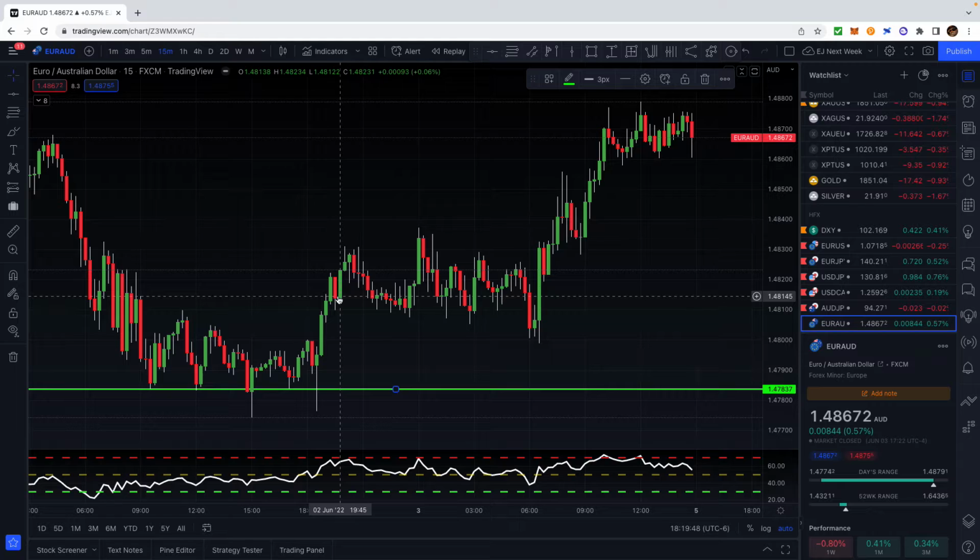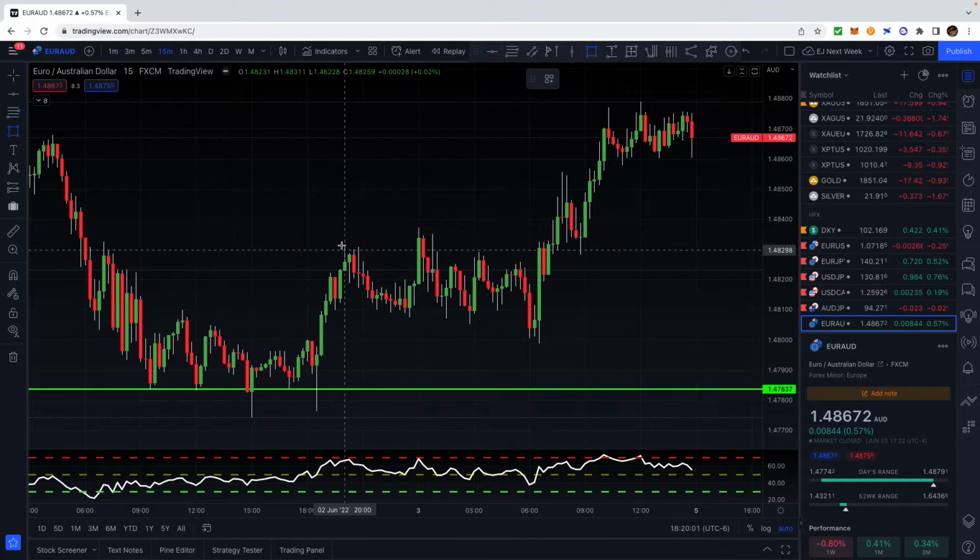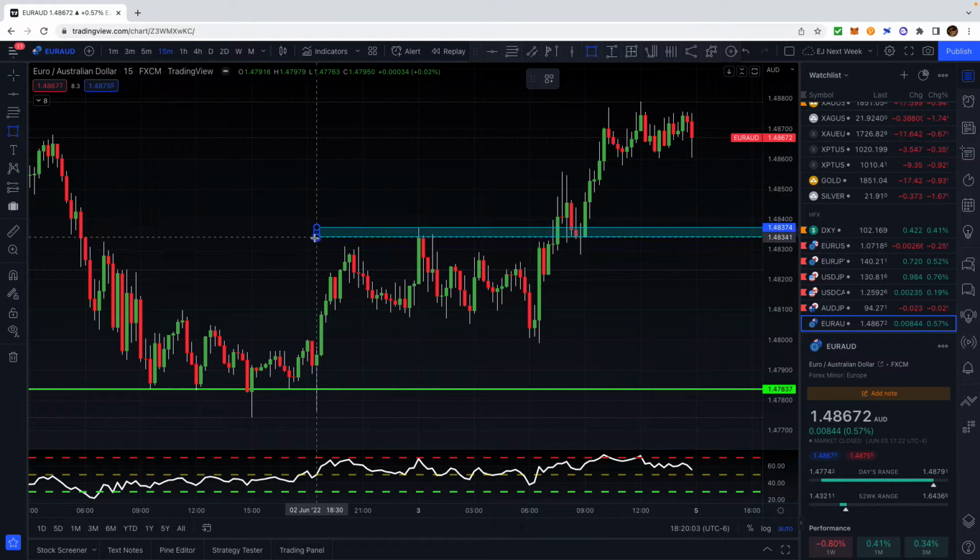Market structure is basically building blocks, if you will. We'll keep this real simple too. Building blocks. There are certain points of the market where, think of it like this, floors and ceilings. The market came up, hit this ceiling, and dropped back down.